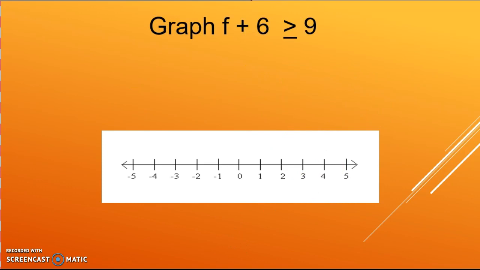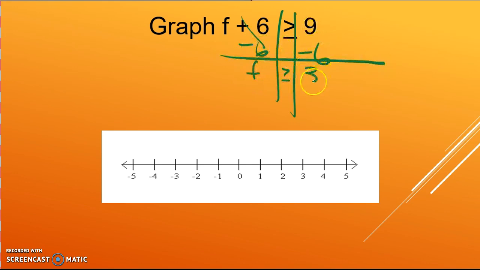Alright, so for these ones, we need to first solve then graph, so I'm going to put my train tracks. I know that my plus 6 is bothering the f, so I'm going to subtract 6 from both sides. Those cross out. Now I'm left with 9 minus 6 is 3, so f is greater than or equal to 3. So I'm going to use my graph that I have here. I know that since there is this or equal to part here, that's going to be a closed dot at 3, then I know that I'm going to go to the right because I need all the numbers that are greater than or equal to 3, and all those numbers are over here.